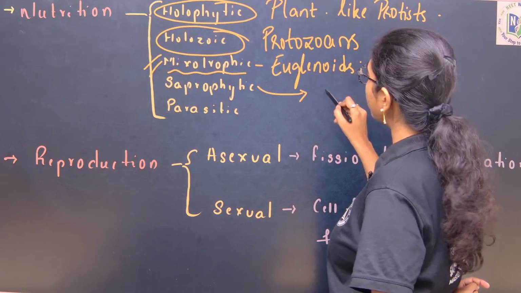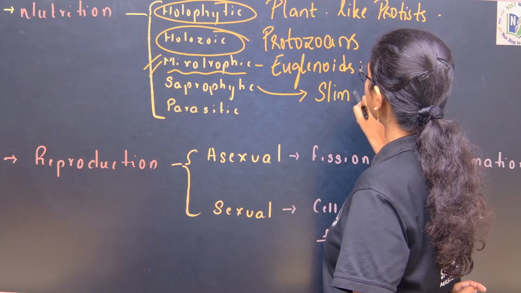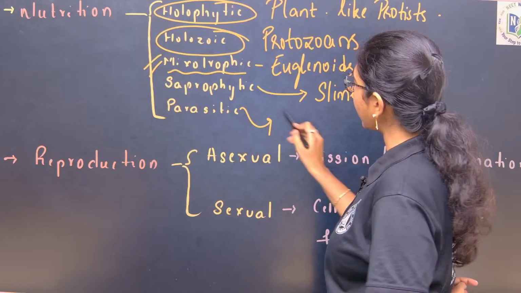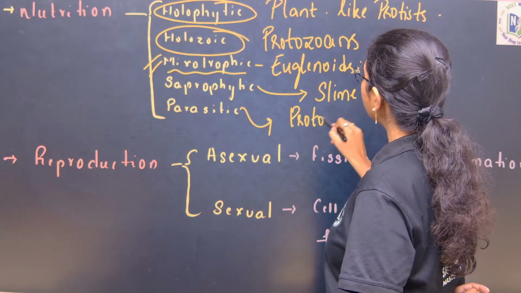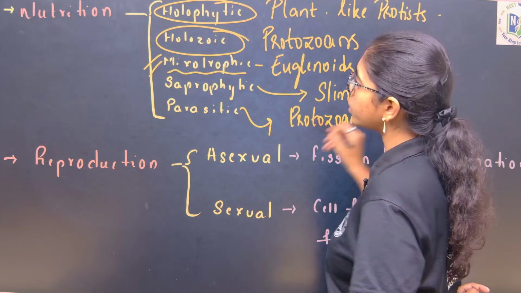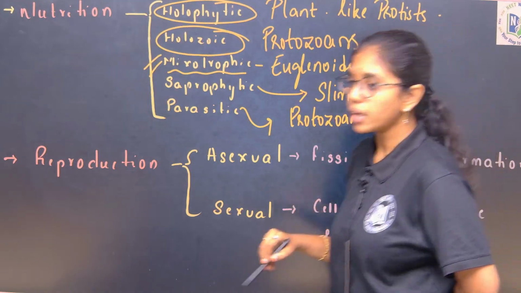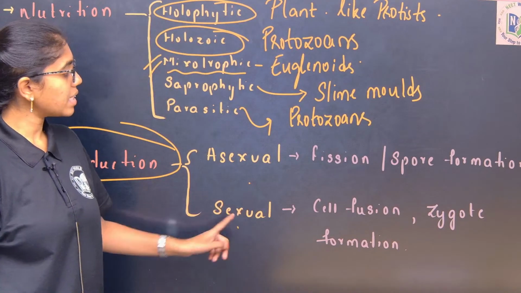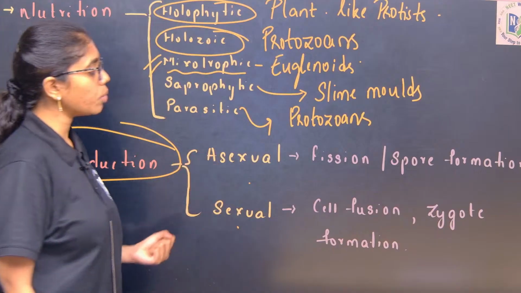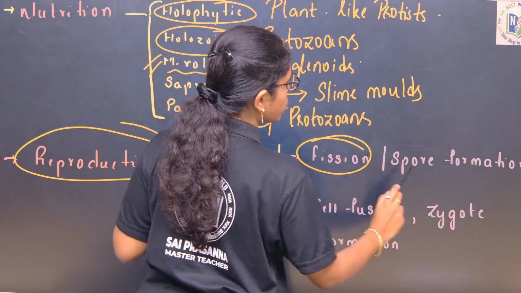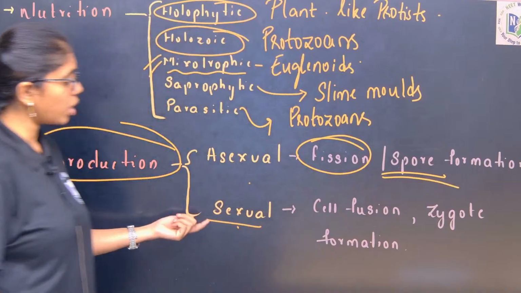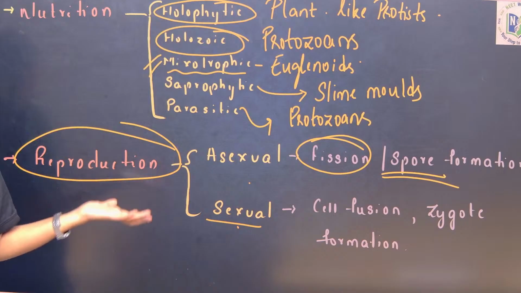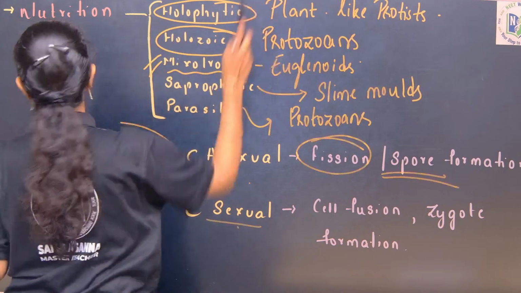Saprophytic mode of nutrition is by slime molds, and protozoans will conduct parasitic mode of nutrition. So this kingdom has vast diversity in mode of nutrition. Understood, right? Next, reproduction. Reproduction can be both asexual and sexual. Asexual reproduction will be by fission and spore formation. Sexual reproduction will be by cell fusion and zygote formation. Till here it is clear, right?